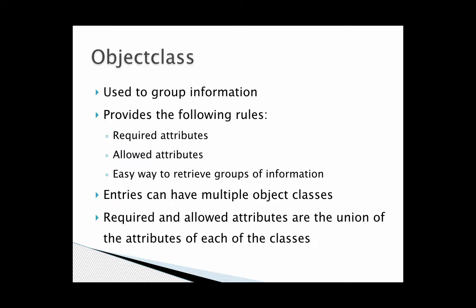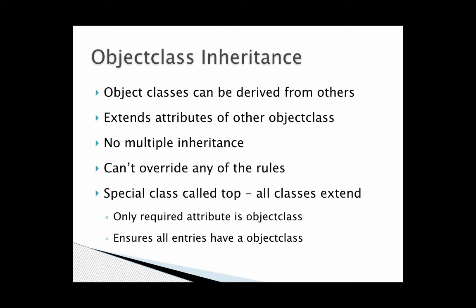Okay, object class is a top level one. It's used to group information. I am reading a lot of this. It provides the following rules: required attributes, allowed attributes, and is the way that you retrieve the information. So this we get from the object class. Entries can have multiple object classes, so that gets a little confusing, but we can have multiple object classes. As I said, these are inherited, they're derived from others. It extends the attributes of other object classes. Luckily, there is no multiple inheritance.